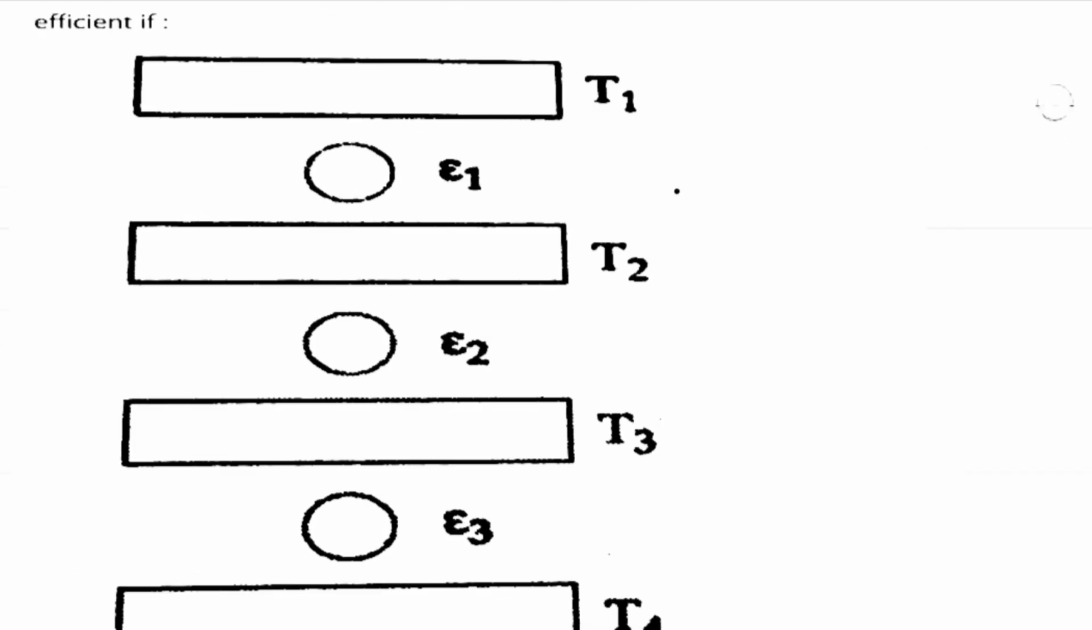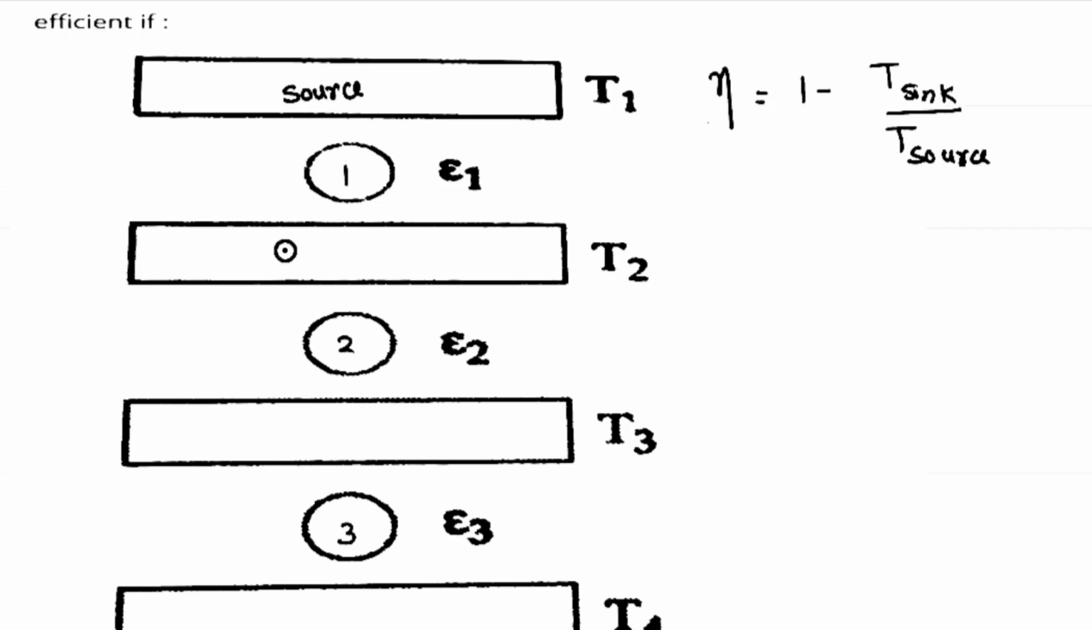It is given that all the cycles are equally efficient. So I will write down, we know that the efficiency is equal to 1 minus T sink by T source, right? Here you have engine 1, engine 2, engine 3. For engine 1, this is the source and this is the sink. For engine 2, this is the source and this is the sink. So I will write down the sink temperature of engine 1 by the source temperature of engine 1.